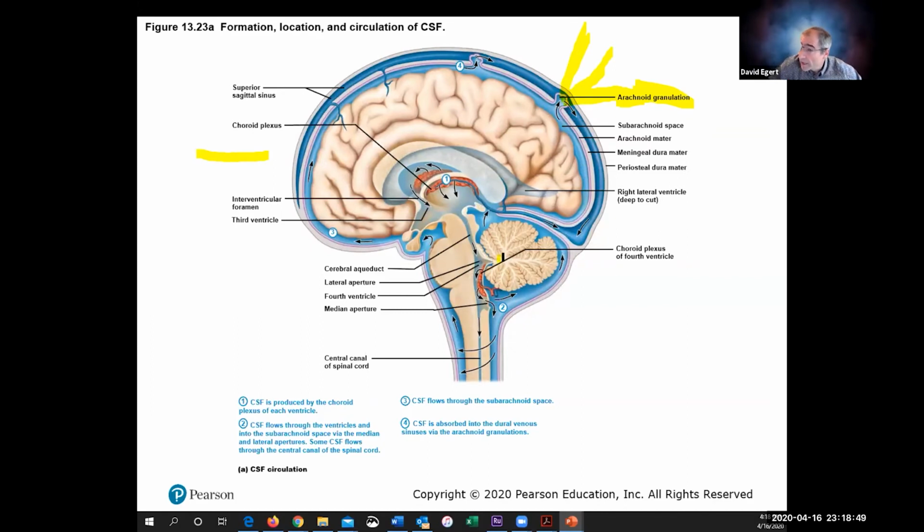What do we call that beautiful branching white matter inside the cerebrum? I mean, cerebellum. Arbor vitae.